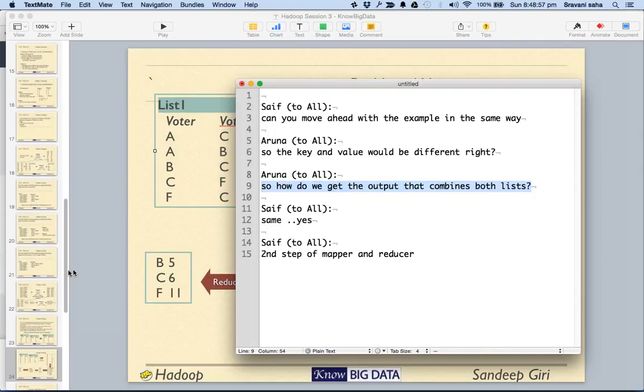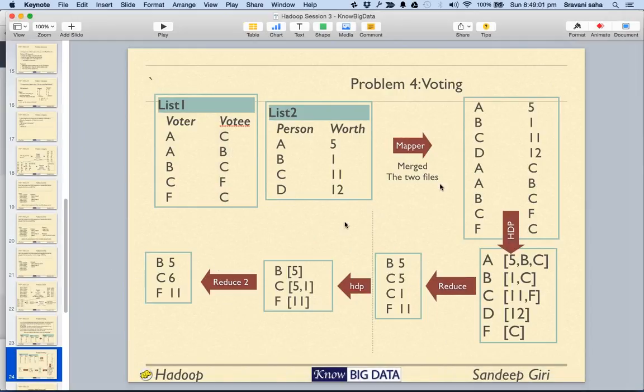So Saf is saying second step of mapper reducer. All right, so you mean this example or some other example? You mean this one? What is happening at this stage? Okay, I'll explain that.